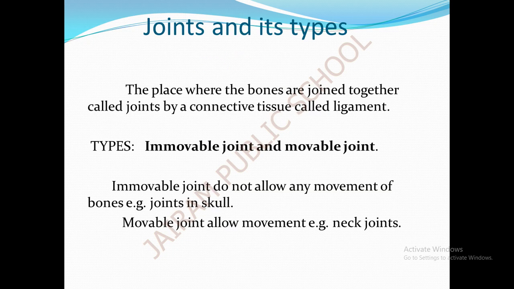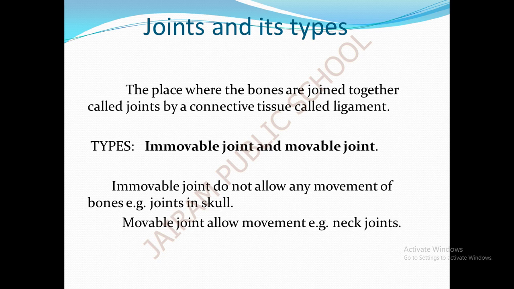The next topic is joints and their types. What is a joint? A joint is a place where the bones are joined together. The bones in our body are connected by a connective tissue called ligament. We know our body is made up of bones and muscles. The bones are joined together by a tissue known as ligament.